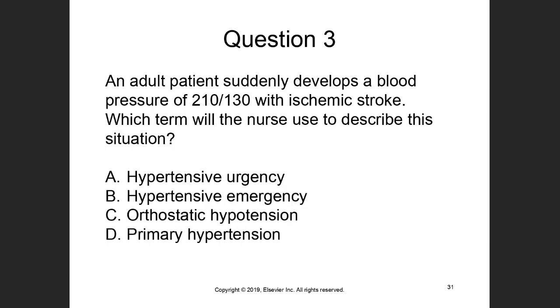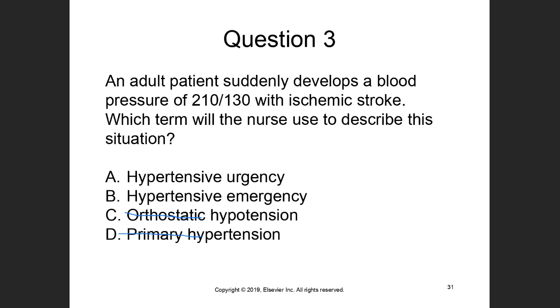And we have question number 3. In question number 3, an adult patient suddenly develops a blood pressure of 210 over 130, with an ischemic stroke. Which term will the nurse use to describe this situation? What is the situation right here? A or B? We already ruled out primary, we already ruled out orthostatic, and we only have A or B.